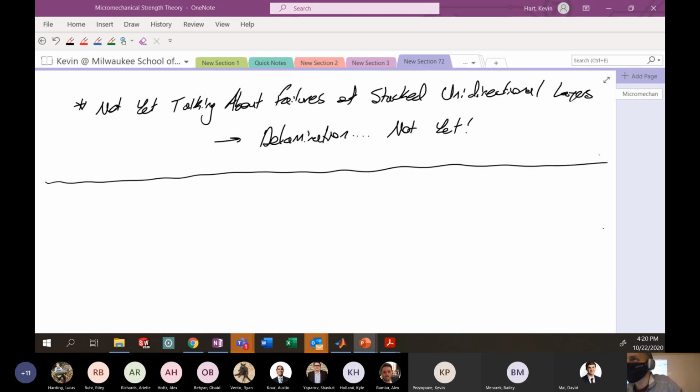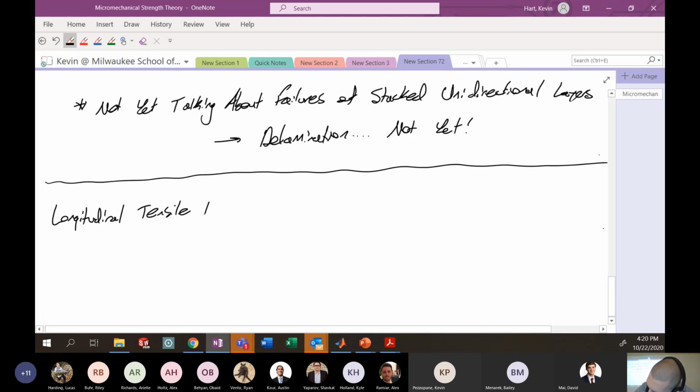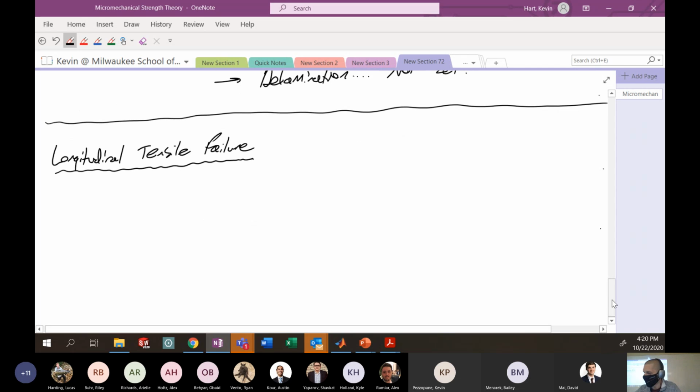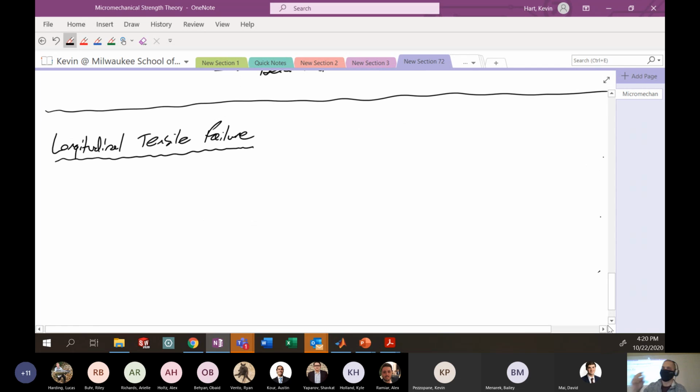Okay, so let's talk about our first micromechanical model, and that's going to be this longitudinal tensile failure. Okay, so first mode. And we're going to start with the most complicated, because that's what we do. So this is tension of composite in the one direction.